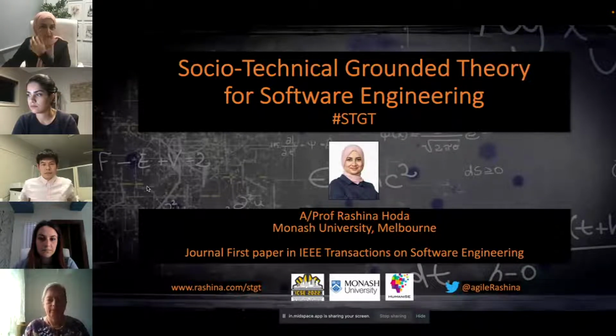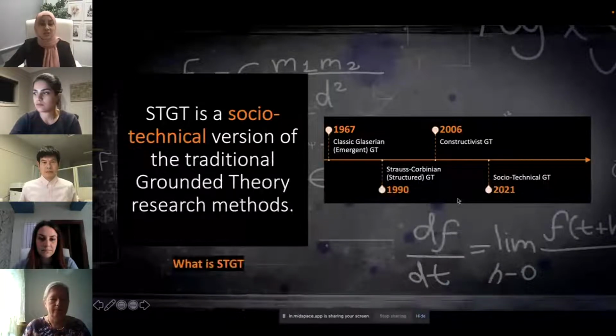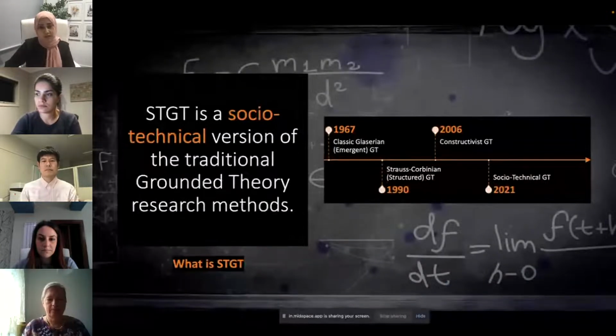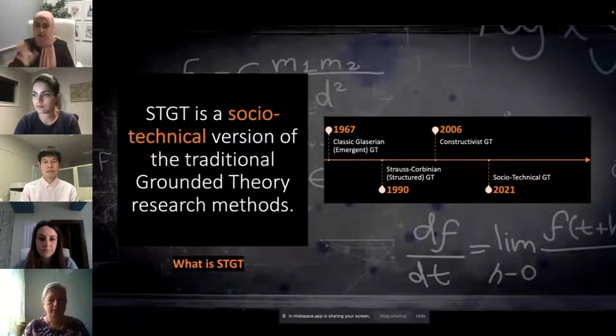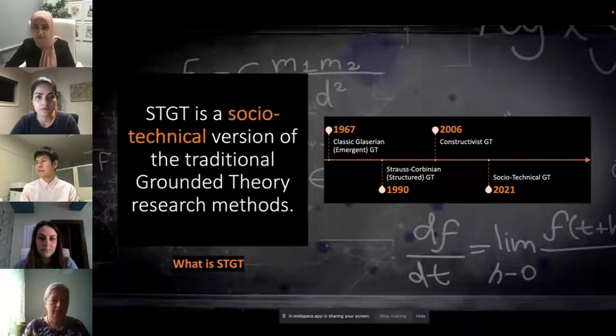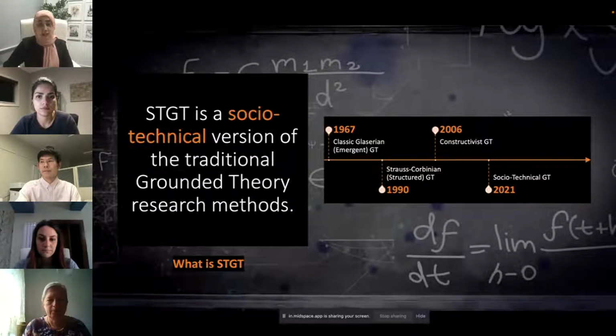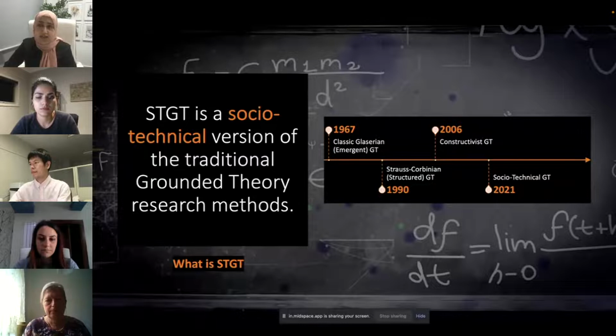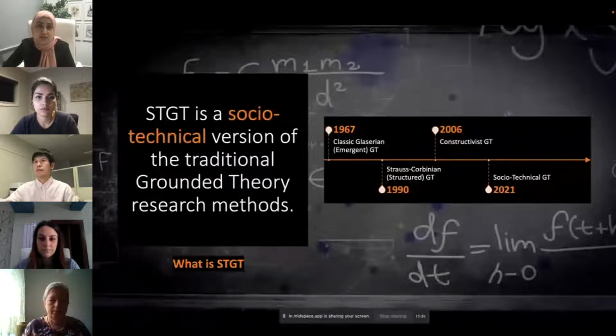So STGT is basically a socio-technical version of the traditional grounded theory research methods. What you see on your right is a timeline of how grounded theory started off in 1967 with the classic Glaserian grounded theory, which was emergent in nature. Then we got introduced to the Strauss-Corbin version of grounded theory in 1990. This was followed by a constructivist view of doing the same thing in 2006 by Kathy Charmaz. And then, as I said, I introduced socio-technical grounded theory last year.